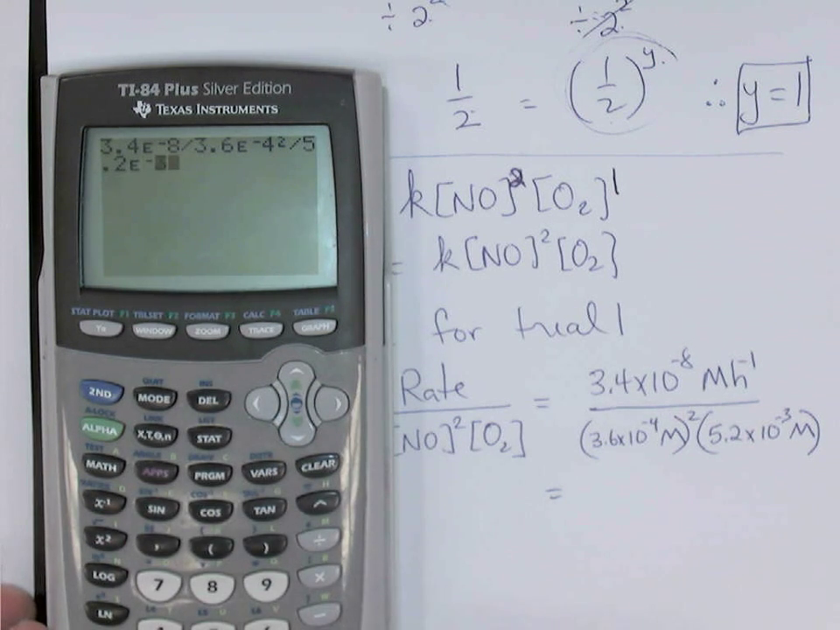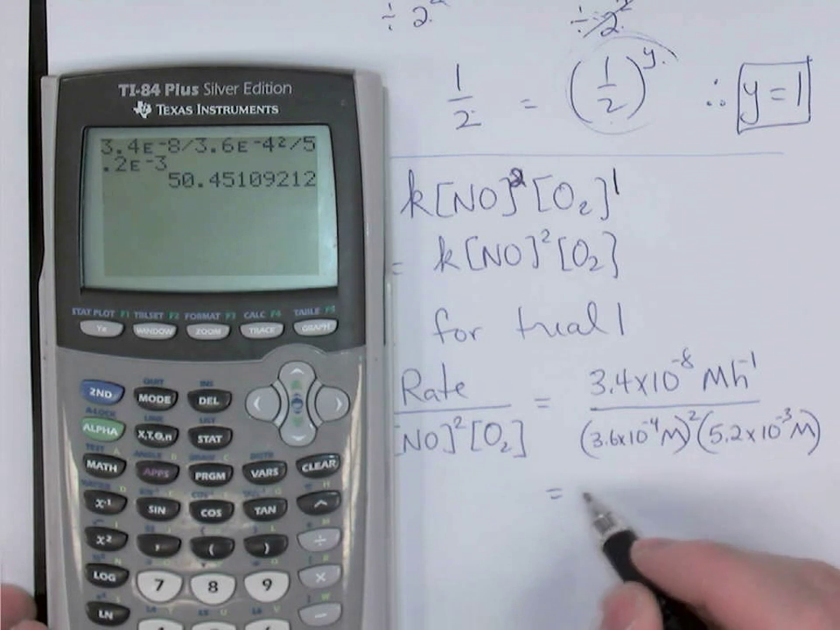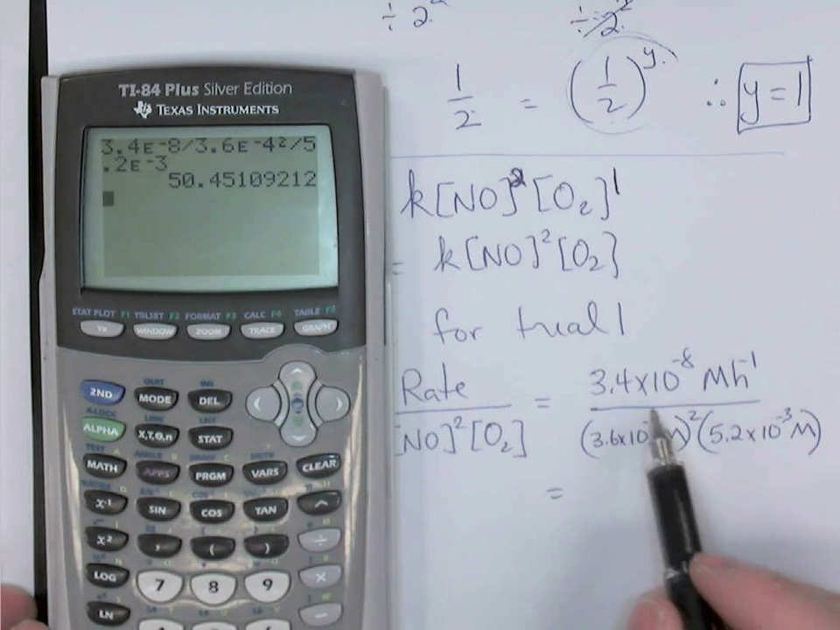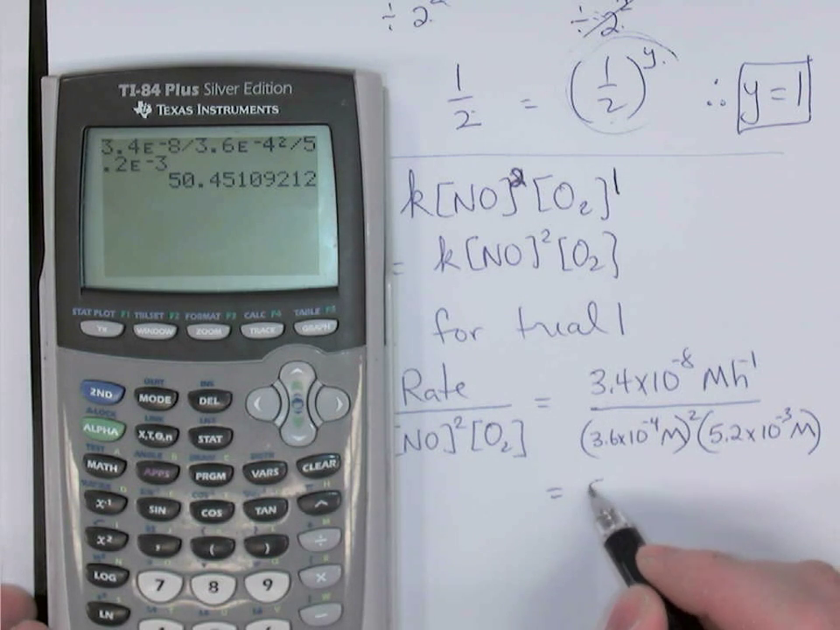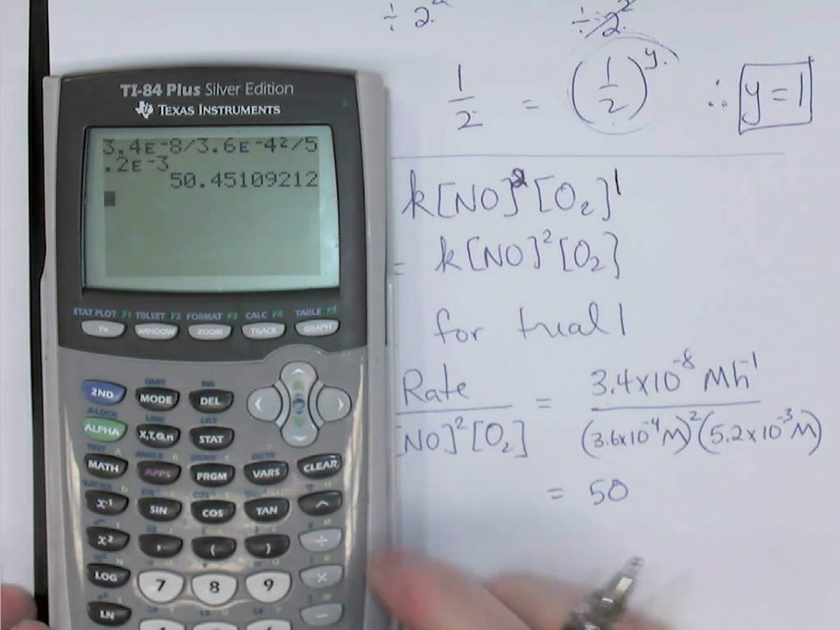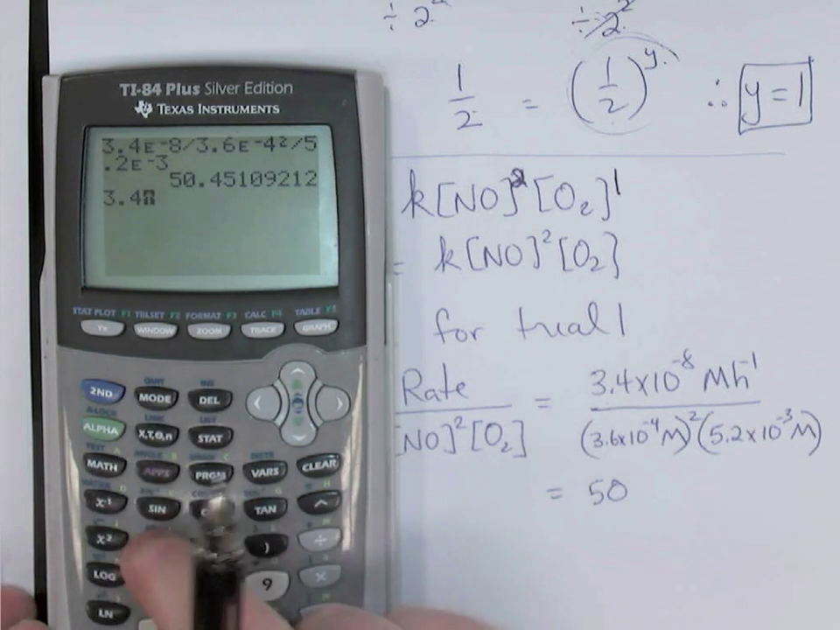And that gives me 50.45, but I'm going to keep just 2 digits because these numbers all have 2 digits, so I'll say 50. Now another way you could have done that would have been to type 3.4 times 10 to the minus 8 divided by.